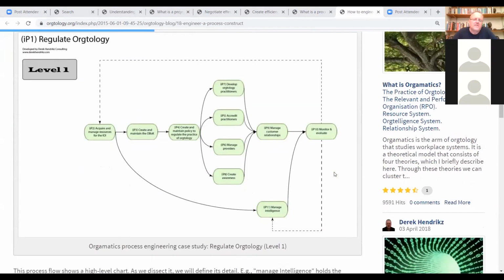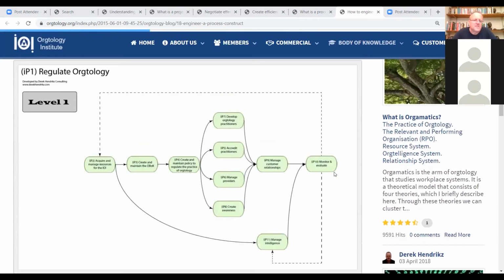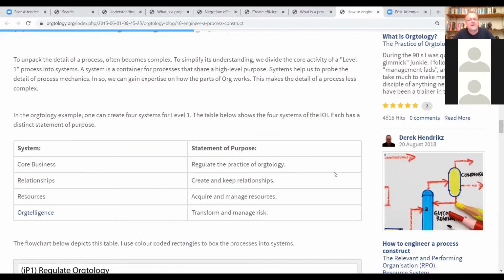So when we create the process construct, you can see on the screen there's a process map, a level 1 map. That's the core business of the organization that we unpack. You don't have to go into the boxes. I'm just using it as an explanation. You can read through the article. And then we divide them up into systems so that we can comprehend it.